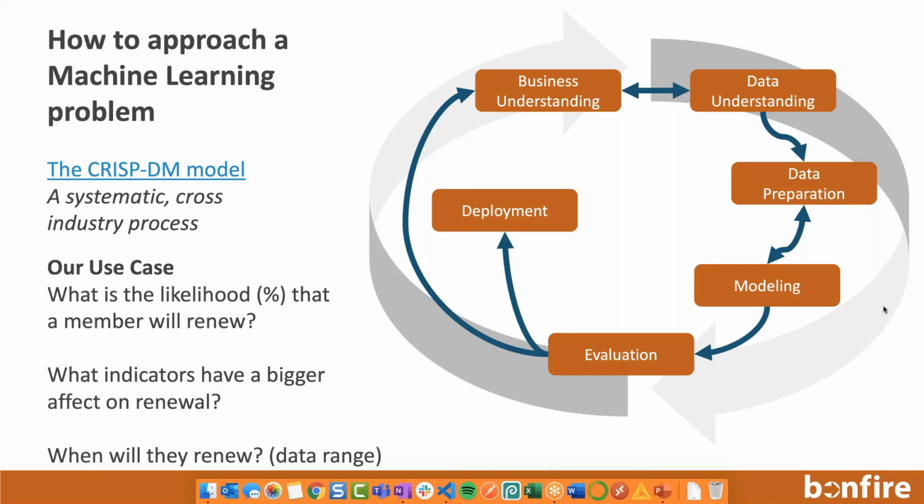So our use case is the precise question that we're trying to answer: what's the percentage likelihood that a member will renew? And then maybe within that, what indicators have a bigger effect on renewal than other indicators? What attributes related to a customer might drive them towards renewing versus not renewing?